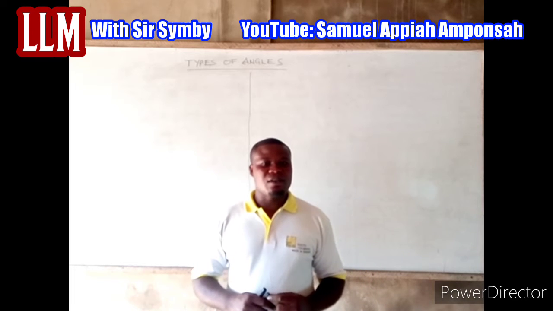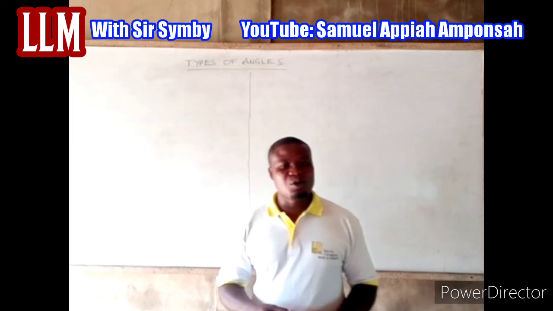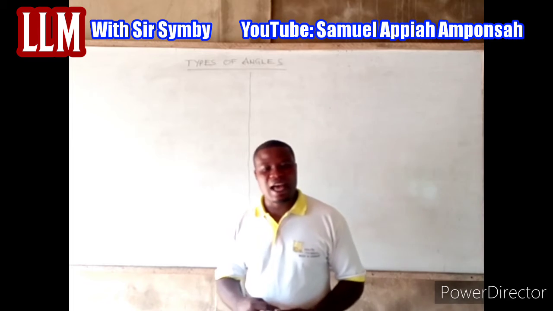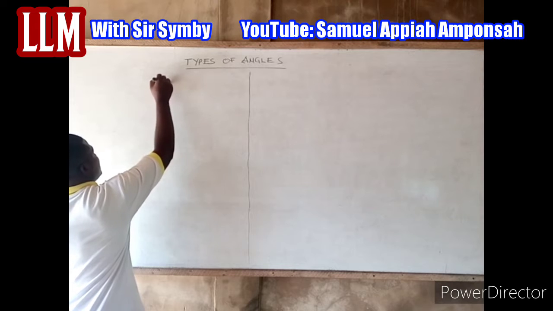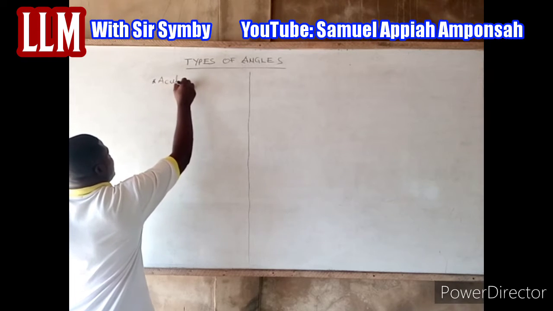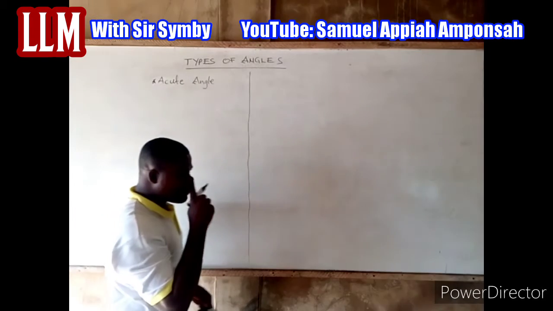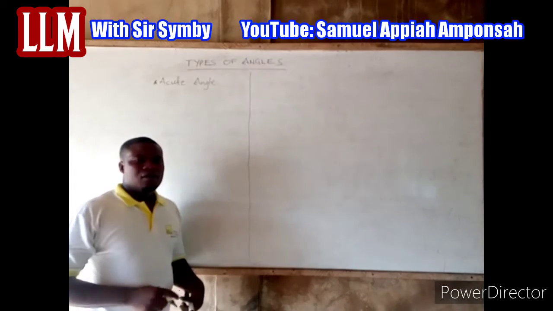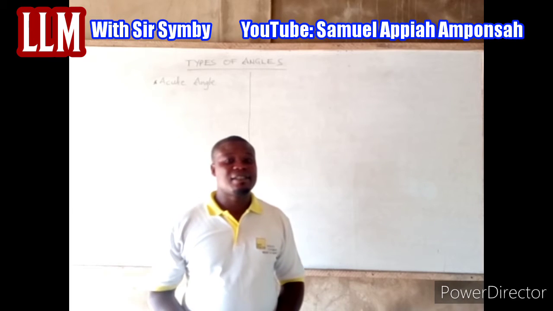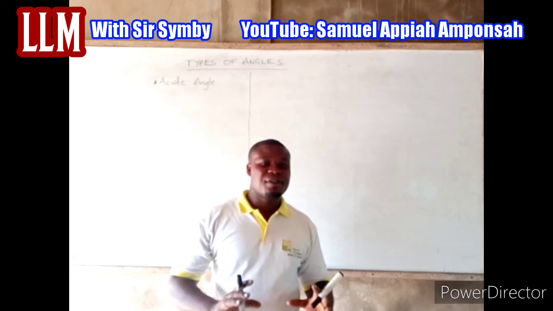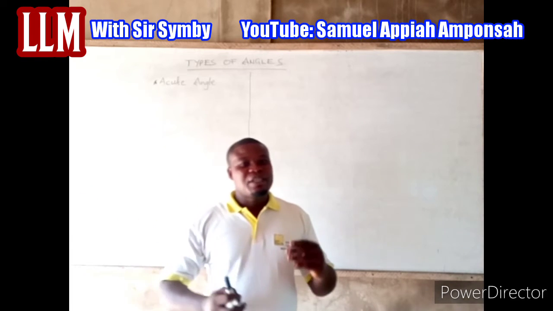We have types of angles. What are they? The first one we are going to talk about is the acute angle. An acute angle is any angle which is less than 90 degrees. Any angle which is less than 90 degrees is an acute angle, meaning from 0 to 89.9 gives you an acute angle.